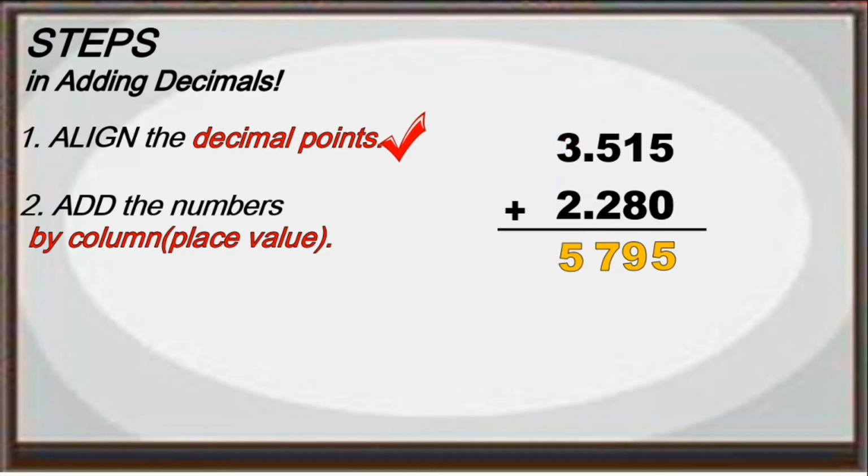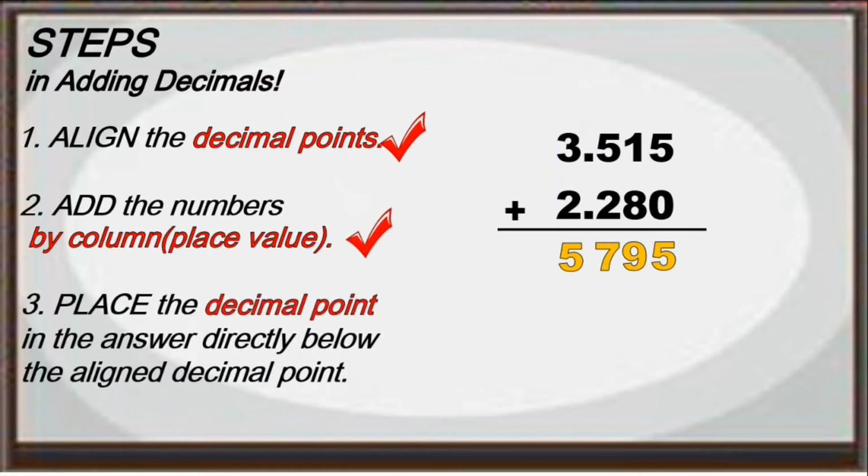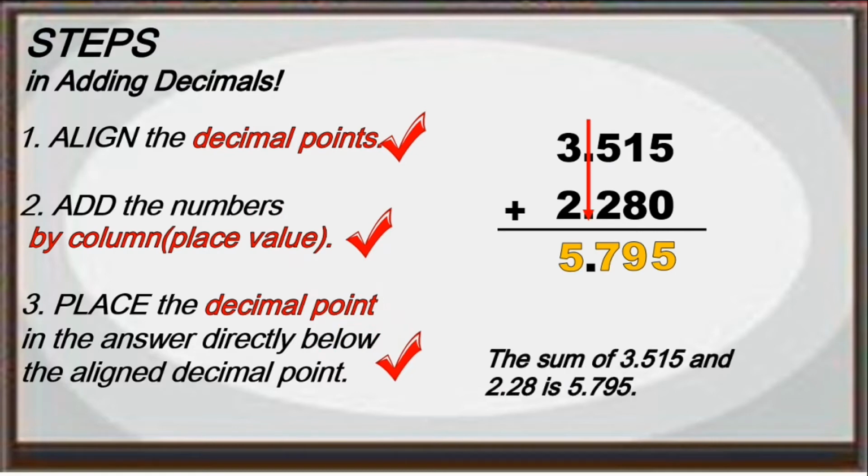We may now move to our third step, which is to simply place the decimal point in the answer directly below the aligned decimal points. So if our aligned decimal point is this, then the decimal point in our answer should be aligned to that also, right there. So therefore, the sum of 3.515 and 2.28 is 5.795. How about one more example like this?